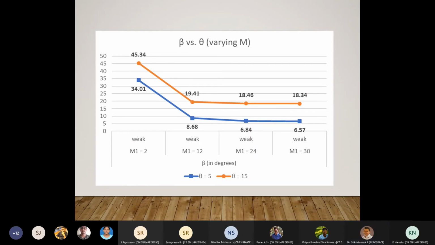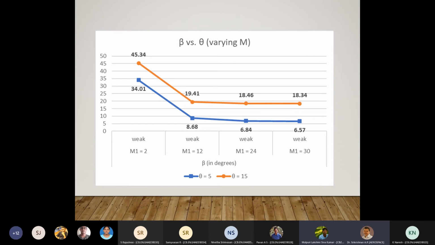Yes, sir. If you consider theta equal to 5, which is the blue line, it is decreasing with increasing Mach number. After a certain point, there won't be any high deflection in beta, which would be constantly reduced to 6 degrees at very high Mach number.